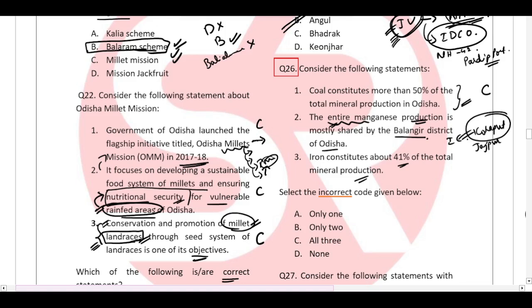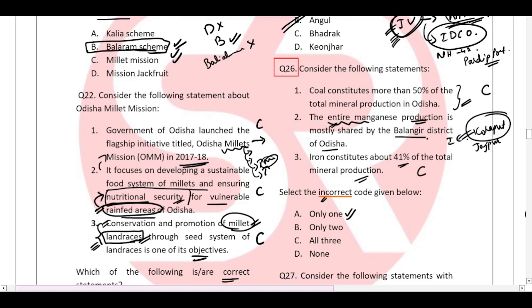Iron constitutes about 41% of the total mineral production. Again, this statement is mentioned in the economic survey, so this is also correct. The question is asking which of the following are incorrect. How many statements are incorrect? It is only statement 2 which is incorrect. So only one is incorrect.